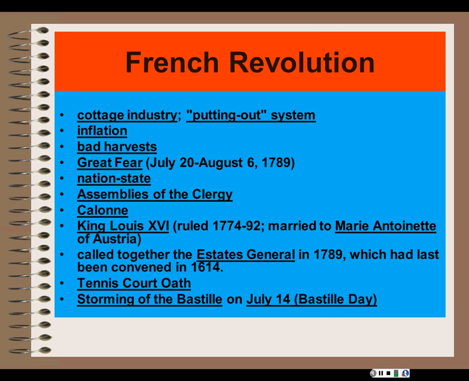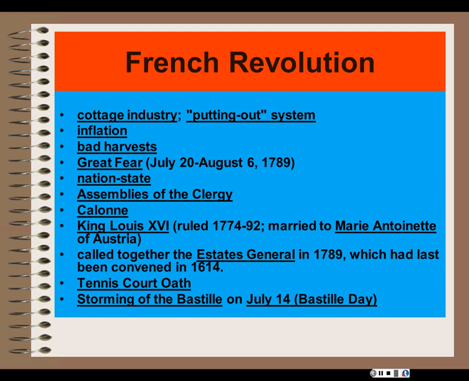Well, Calonne figured that everybody should have to pay a land tax, without exception, even the nobility, the wealthy class, the upper class. And Louis XVI dismissed him. Louis XVI was at best a mediocre king, and he said, there's no way that I can have a land tax on the wealthy. He was facing bankruptcy, King Louis XVI, and so he had to call together finally the Estates General in 1789.